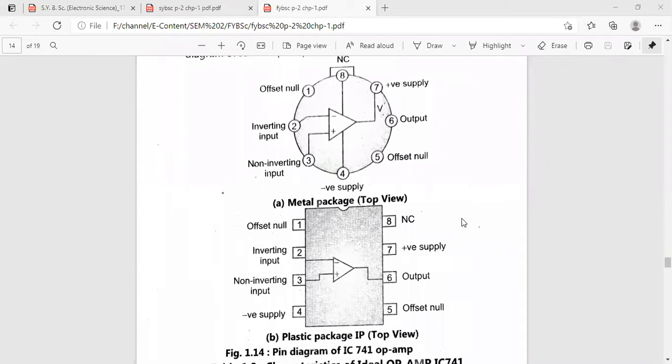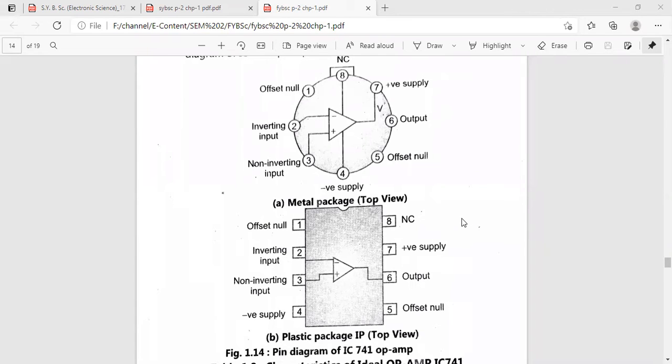Hello students, in previous classes we have seen the introduction about the operational amplifier. In this chapter I have told you that the operational amplifier is an 8 pin IC. It is an integrated circuit which has 8 terminals. So in this video we are going to study the introduction of the op-amp IC.